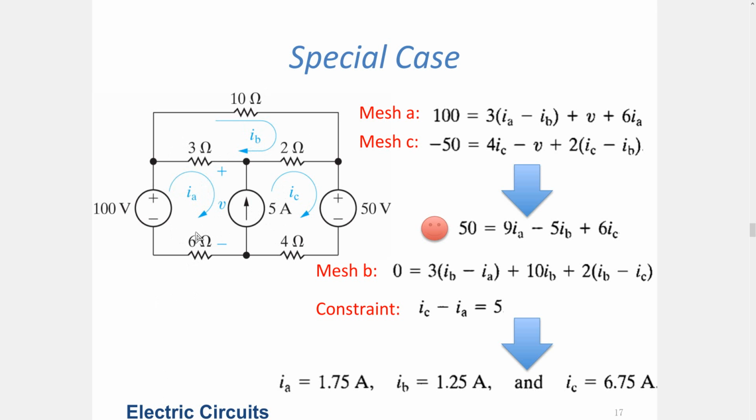So on each mesh, I can write down a KVL equation rotating clockwise. So I'm going to write minus 100 plus 3 ohms times (IA minus IB), because I choose my current direction from left to right. Okay, so I assume that IA is greater than IB. Okay, it's an assumption.